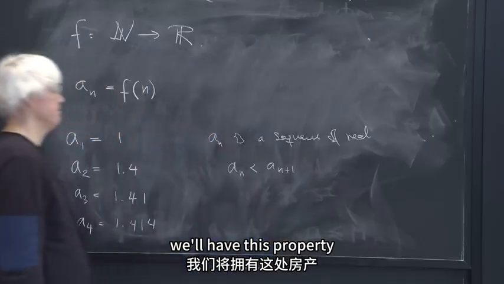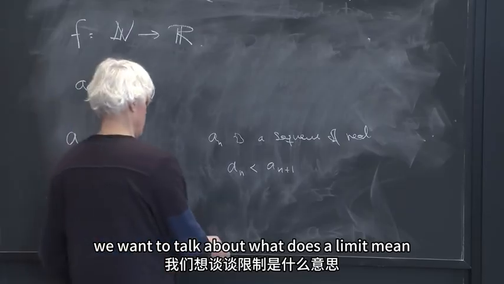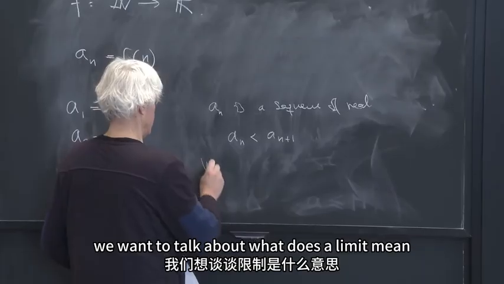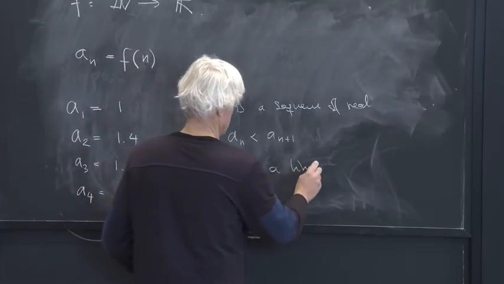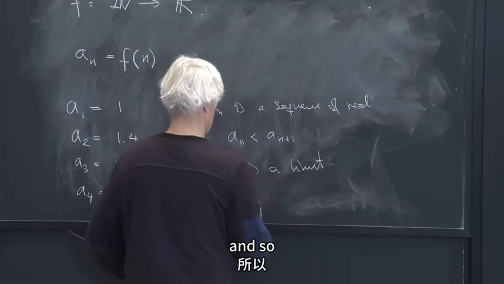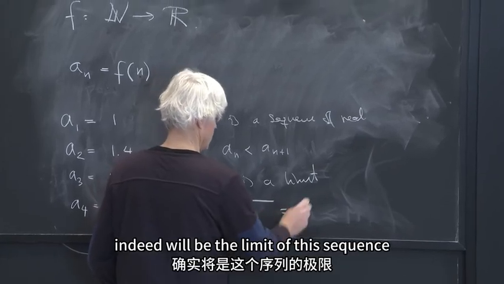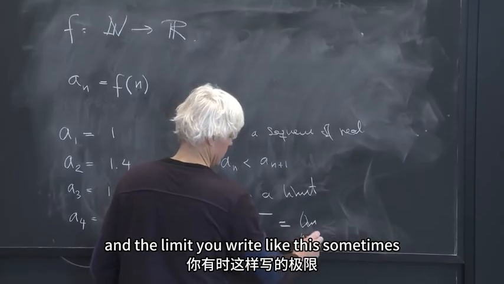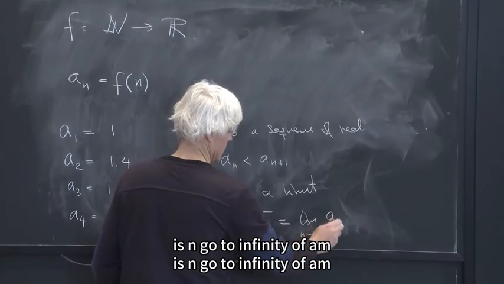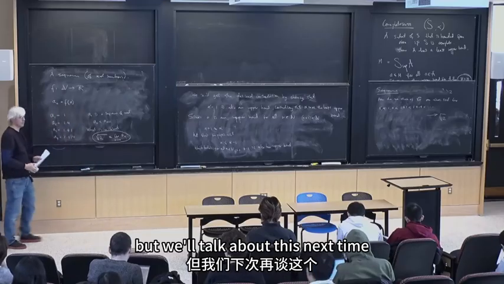We have this property. Next time, we want to talk about what a limit means. What is a limit? Square root of 2 indeed will be the limit of this sequence, and the limit you sometimes write as the limit as n goes to infinity of a_n. But we'll talk about this next time. Okay?